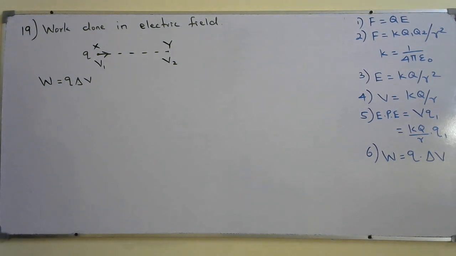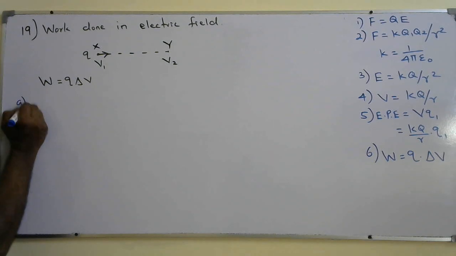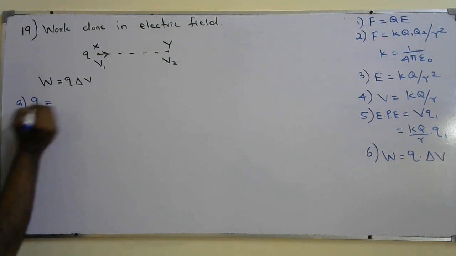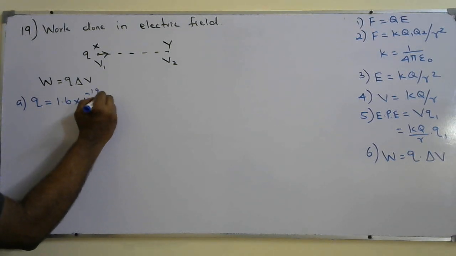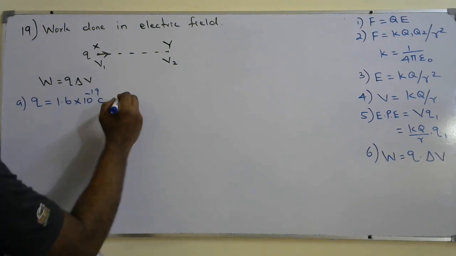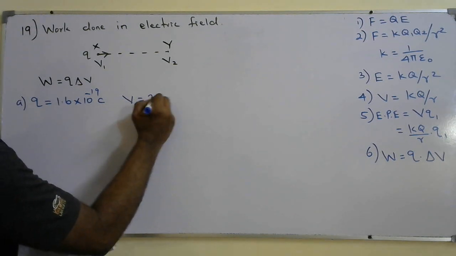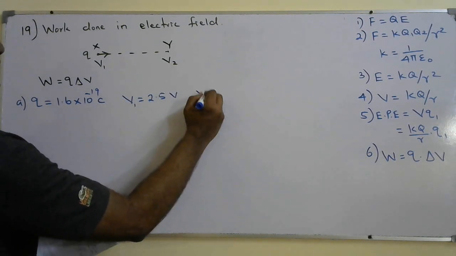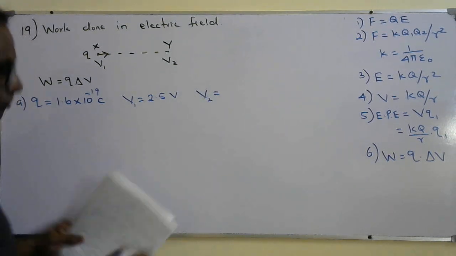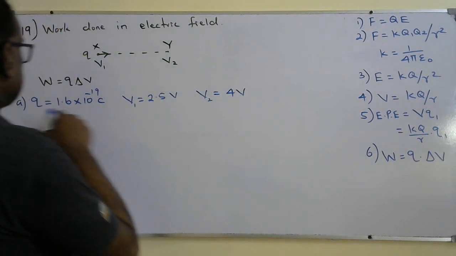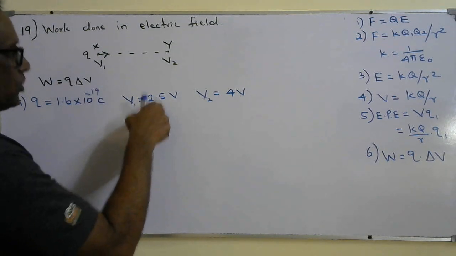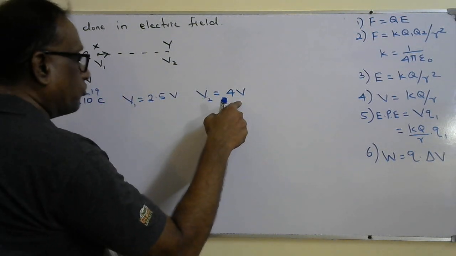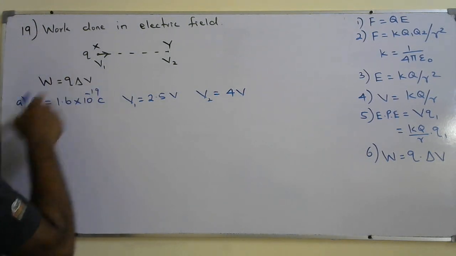Okay, I'll show a few examples. First, a charged particle, Q is equal to 1.6 times 10 to the power minus 19 coulomb, and V1 is equal to 2.5 volt, and V2 is equal to 4 volt. A positive charge is moving from point X which has 2.5 volt to point Y that has 4 volt. So we know that Q is a positive charge.